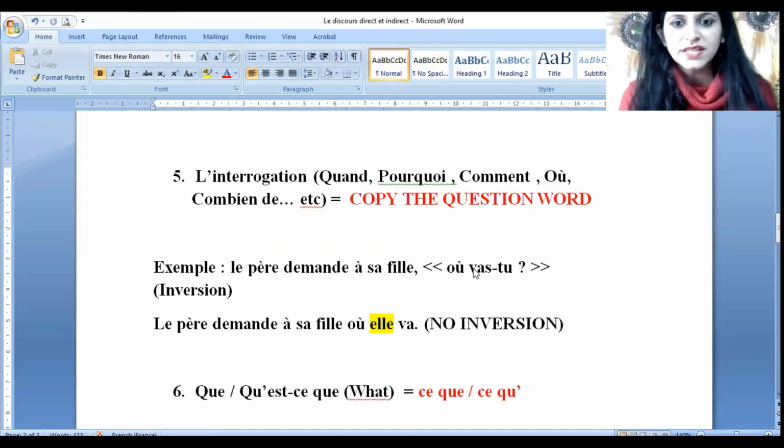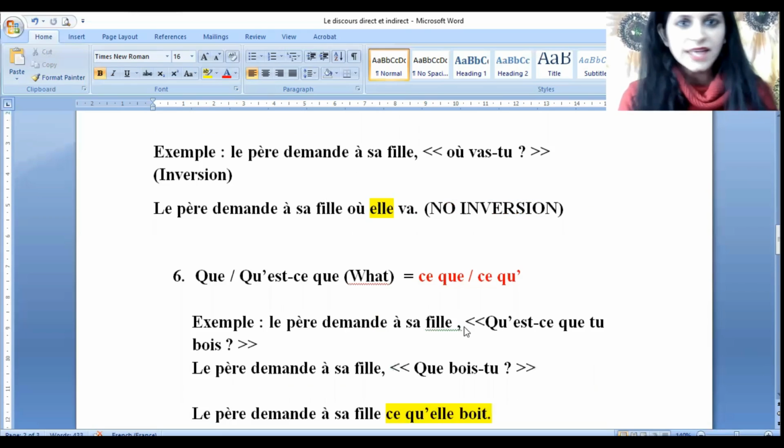Okay. So remember to change the subject pronouns also when required, along with the conjugation. When we're asking directly, où vas-tu? Inversion is there. But when we are changing to indirect, no inversion, and the subject pronoun changes to elle. Okay, because we're narrating. When the father was going to ask directly, he's obviously going to ask, where are you going? And same thing when I want to narrate, I will narrate it as, where is she going? Ça va, I hope it's clear to everyone. Let's move on to the next point.